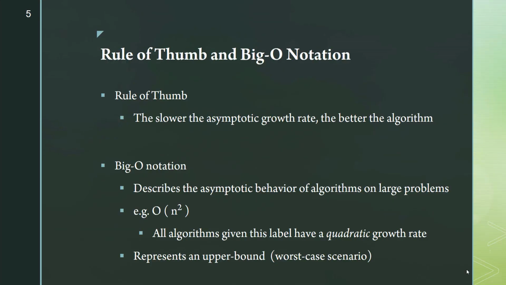The rule of thumb is, the slower the asymptotic growth rate, the better the algorithm. Big O notation describes the asymptotic behavior of algorithms on large problems. Big O notation is simply a label, such as big O of n squared, that represents the set of all algorithms that grow at the same rate as n squared, or a quadratic algorithm, or more slowly than that. In other words, it's an upper bound on how inefficient an algorithm can be, representing its worst-case scenario.